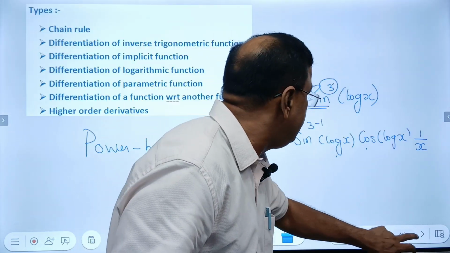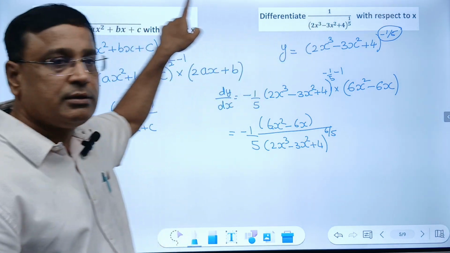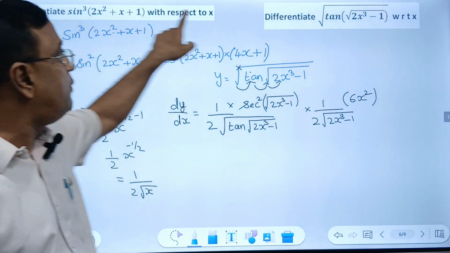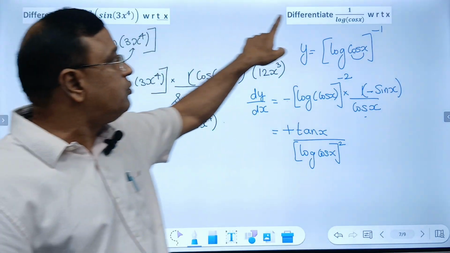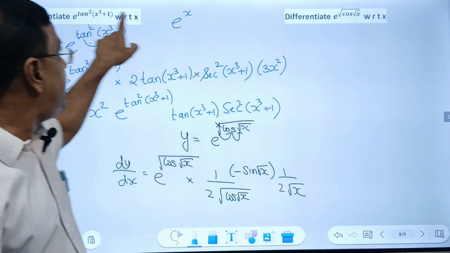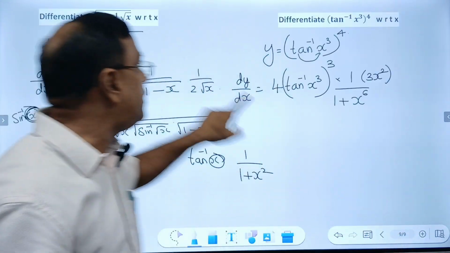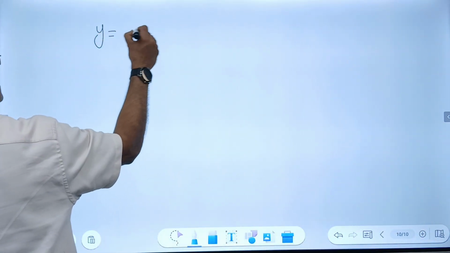All that I want to tell you is, once again, I have done at different levels. You see, first I dealt with the problems involving algebraic functions. Then I went for trigonometry functions. Then I introduced you to logarithmic differentiation using chain rule. Then exponential function using chain rule. And finally, I have come to inverse trigonometry. I thought I'll just do one more problem just for completion.